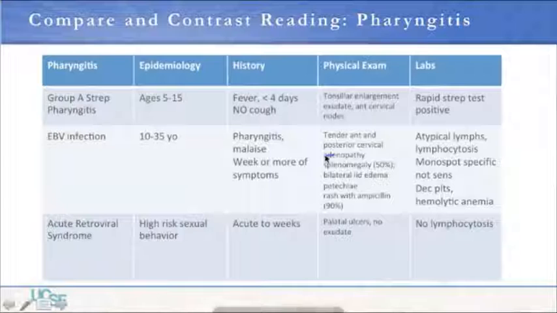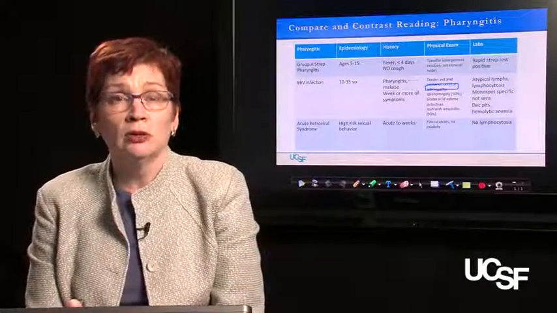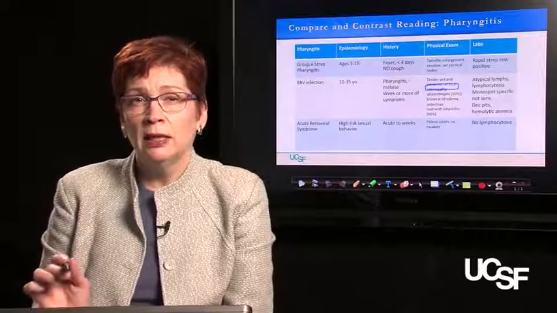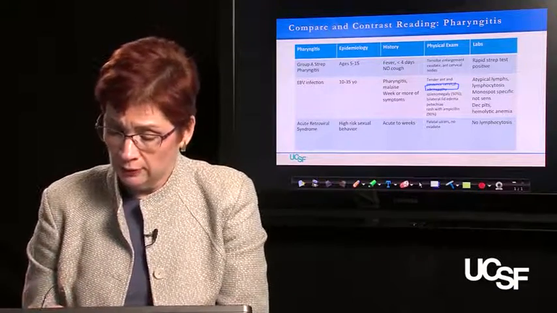Importantly, too, posterior cervical adenopathy is most common in this group of three entities in Epstein-Barr virus infection. And remember, Jeremy does have nodes in the posterior cervical chain, so we're beginning to get an idea of where we might be going with his most accurate diagnosis.